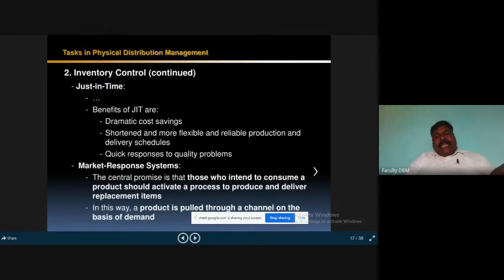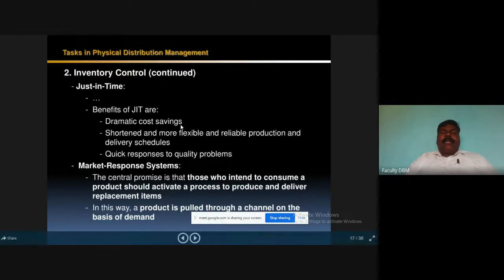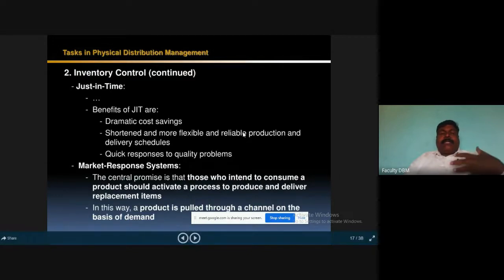Inventory control, now it is continued, just in time. We have seen the benefits of JIT. It gives dramatic cost savings. So cost reduction and cost controlling is going on over here. Shortened and more flexible and reliable production and delivery schedules. Quick response to quality problems.